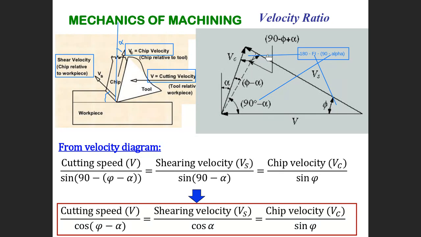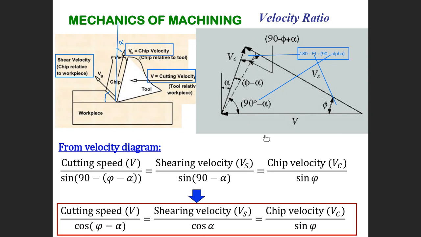So this is the Vs, this is the V, this is the Vc, which is the chip velocity. Remember, chip velocity. This is the shear velocity. This is the cutting velocity. This is alpha. This is phi. This is 90 minus alpha. This is 90 minus phi plus alpha. Any question?